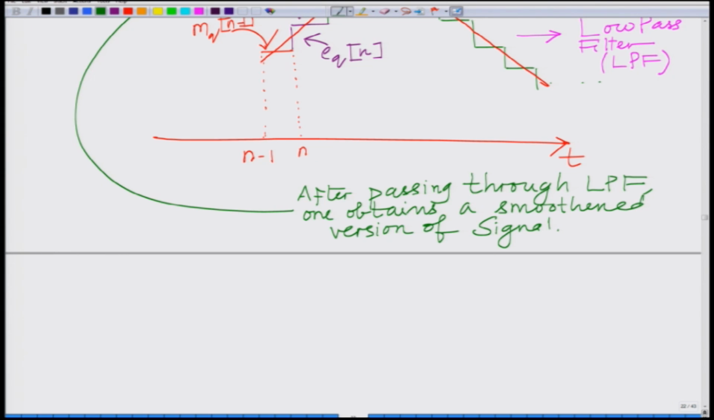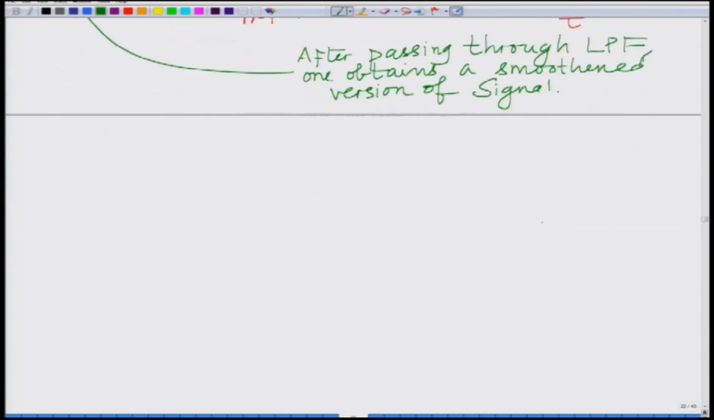Because remember, in a staircase approximation we have sharp corners, sharp rises and sharp falls, and that gives rise to high frequency components. So naturally, to remove those, pass it through a low pass filter of suitably chosen bandwidth. Naturally, that has to be the bandwidth of the message signal. Once you pass it through a low pass filter, you get a smoothened version of the reconstructed signal.